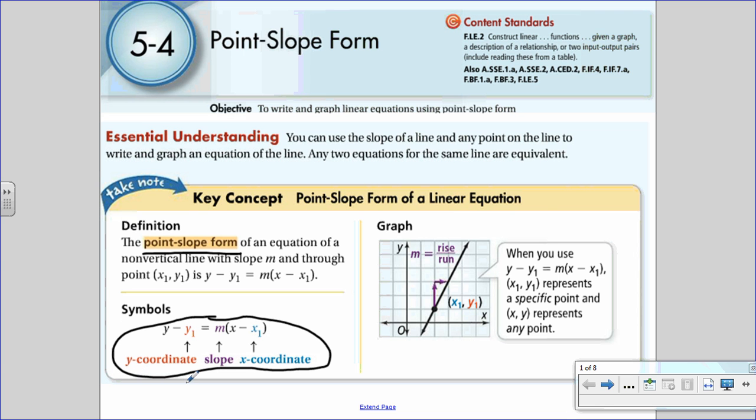Remember, point-slope form is used when you know the slope of a line and you know at least one point which it goes through. In this formula, y1 is the y-coordinate of that point that the line goes through, and x1 is the x-coordinate of the point that the line goes through. And then m is still your slope, so nothing changes there.